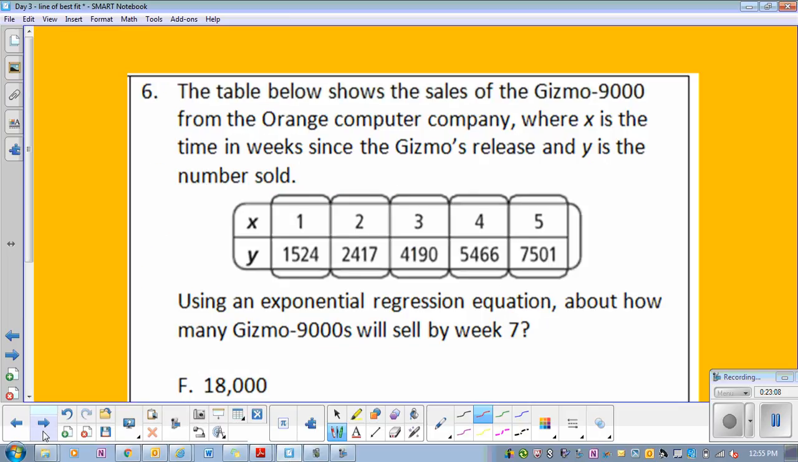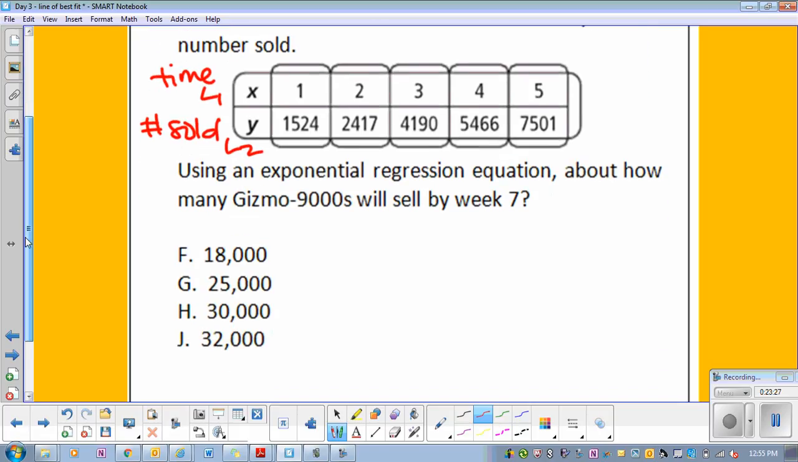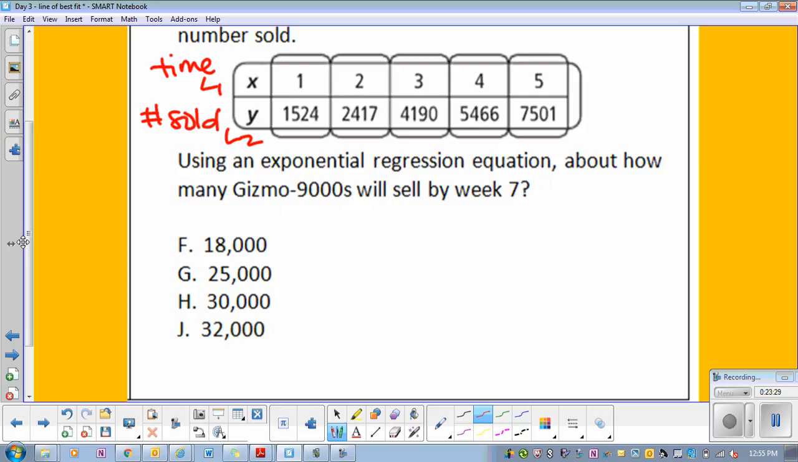Okay, so let's look at number 6. Sales of Gizmo 9000, blah, blah, blah, computer company. X is the time in weeks, and Y is the number sold. X is L1, Y is L2. Using exponential regression. All right, about how many Gizmo 9000s will sell by week 7?